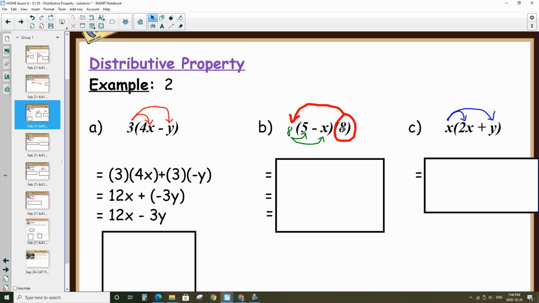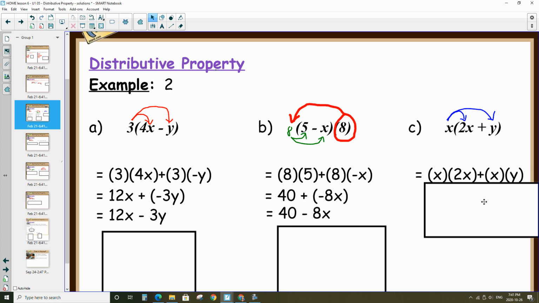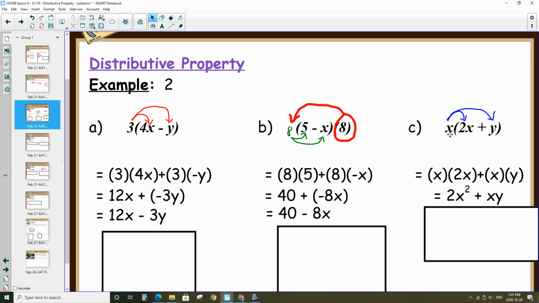For the next question, I'm going to move that monomial to the front, so it looks like the other questions that we've been working through. So you're multiplying 8 times 5 and 8 times negative x, which gives us 40 plus negative 8x, which is 40 minus 8x. And the last one on this page, x times 2x, and hopefully you remember your rule for multiplying 2 monomials. If it's the same letter, we add the exponents. So x times x would be x squared. So we end up with 2x squared for the first term. And then we have x times y, which is just xy.